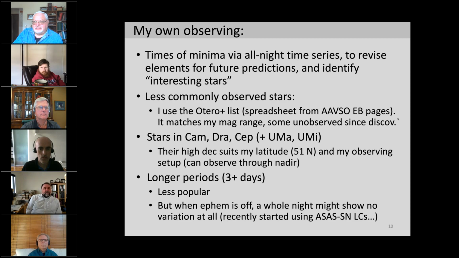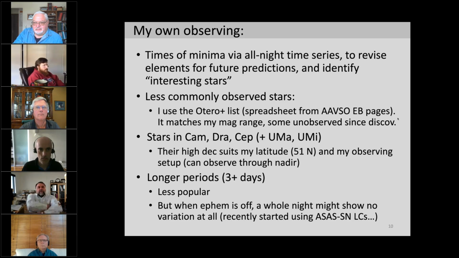Getting really specific to me, I live at 51 North, and I can observe below the pole. So I observe stars in the circumpolar constellations. And I like longer period stars just because fewer people do them, so it's more likely that I can double the observing history with one night of work or a few nights of work. But the downside is when the ephemeris is off, as I said before, I might find no variation at all during one night.